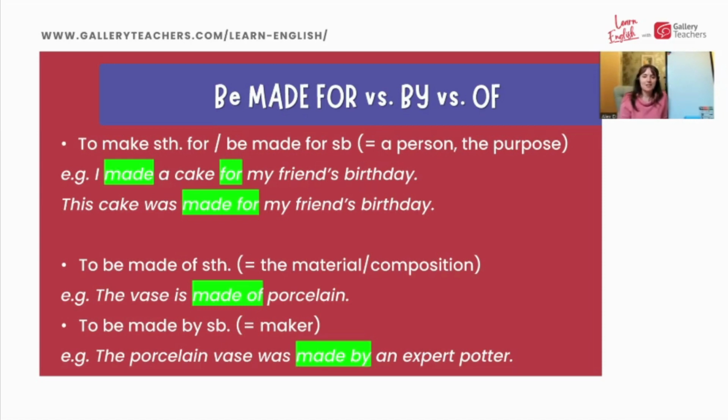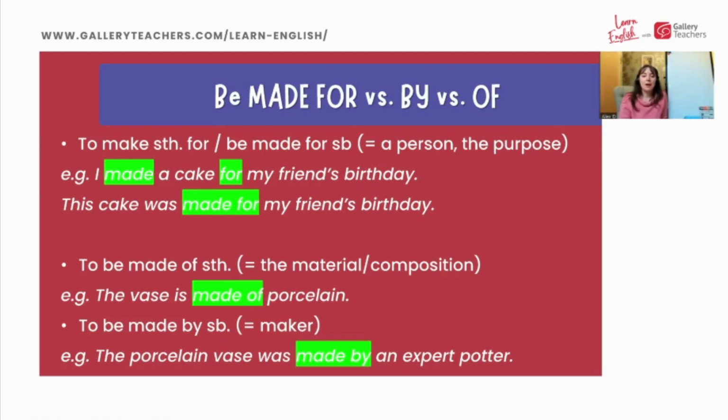Made by versus made of. Different prepositions, different meanings. Let's have a look. To make something for somebody, or be made for somebody. So make for or made for, if it's passive, means that it's intended for a person or for a particular purpose. It's the reason something was created.